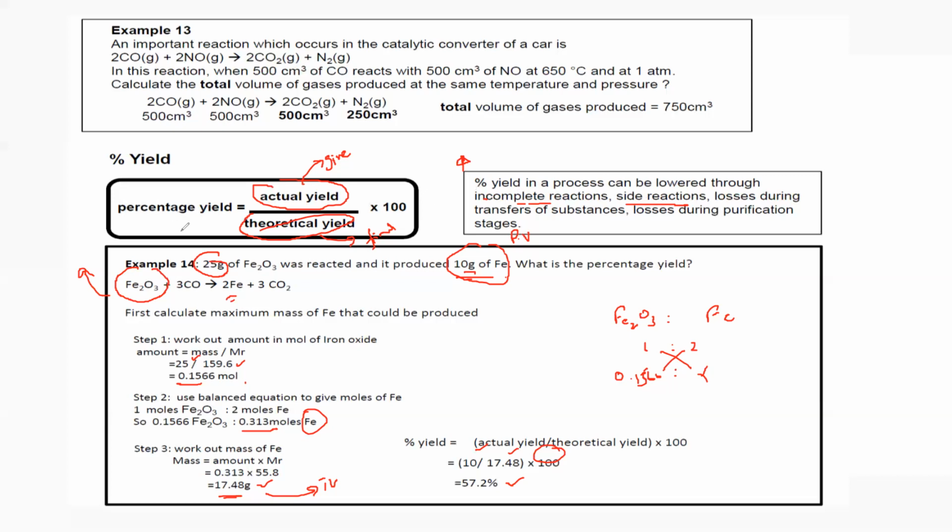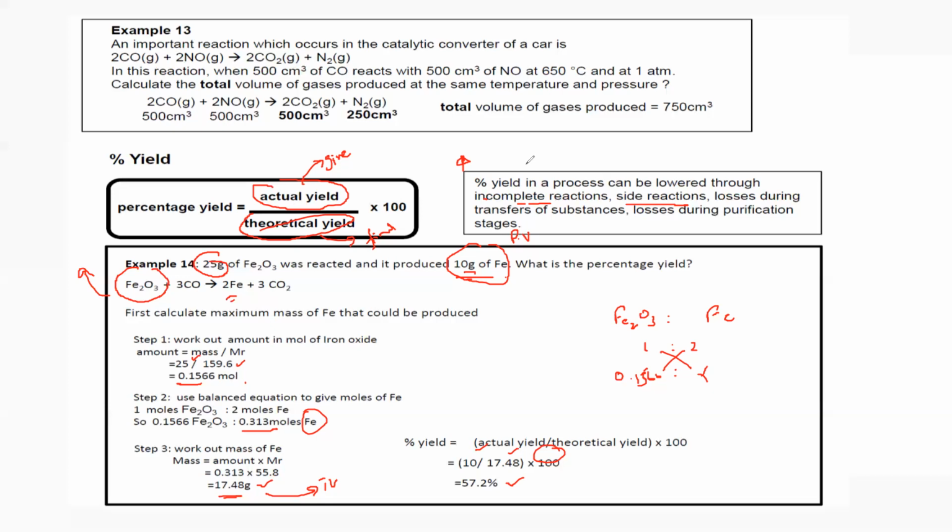For example, we are saying we have 25 grams of iron(III) oxide, but when we transfer these 25 grams, maybe 2 grams are lost. If 2 grams or 3 grams are lost during the transfer, we will not get the same 100% yield; it will be lower. Then there is loss during purification stages. Sometimes we purify a reactant or product, normally for solutions. When we are carrying out purification, some of the reaction mixture might be lost, which results in lower yield.